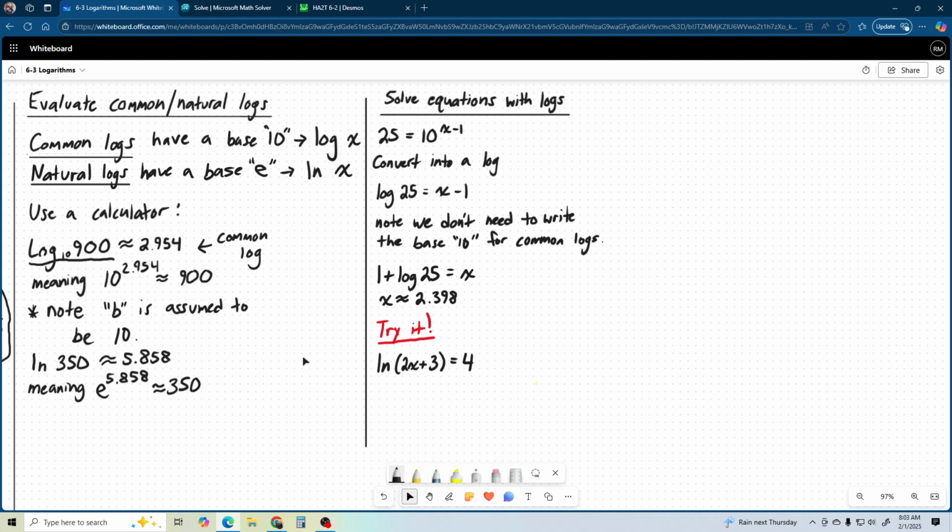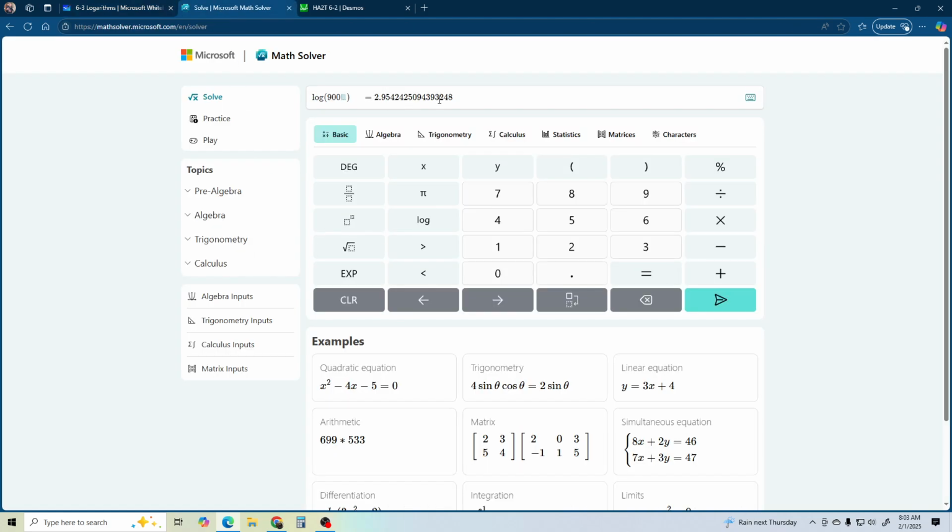Okay, so now let's do the ln of 350. The ln of 350 is going to work the exact same way. If you see the log button on your calculator, the ln button is very close. So we're going to clear this out, and on your calculator, I'm just going to type in ln, and that'll pop up the ln here.